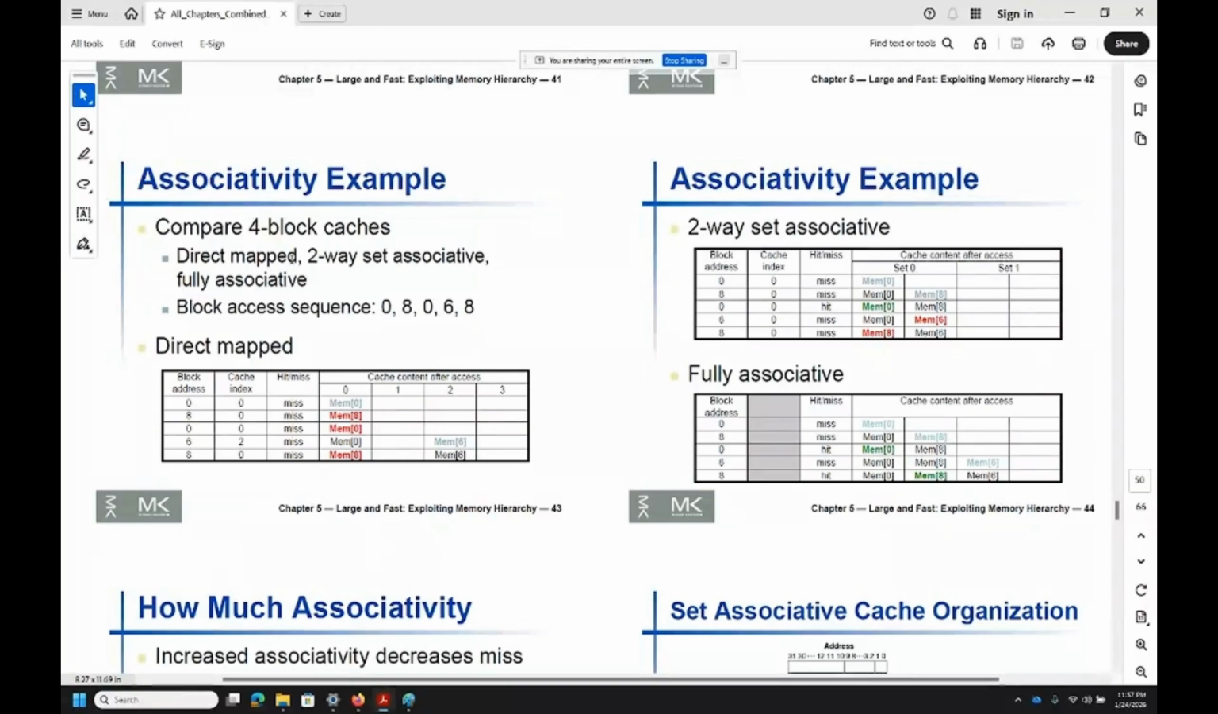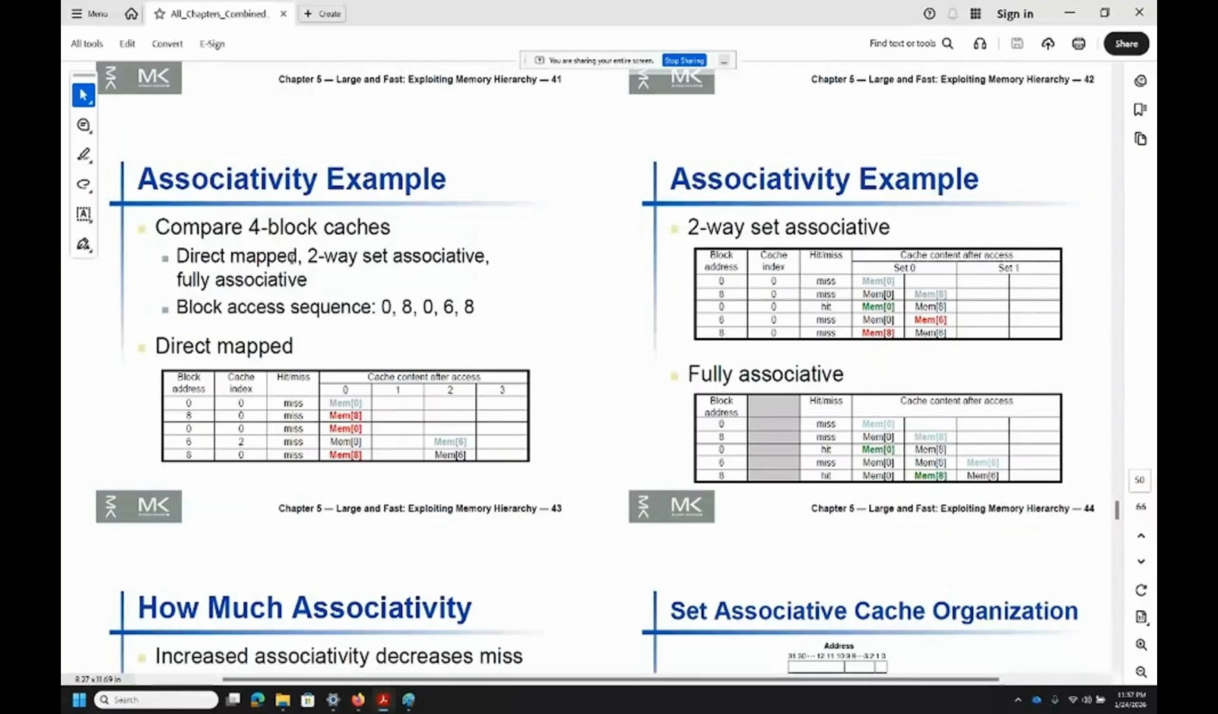Now 8 comes. 8 is also divisible by 4, so 8 will also be stored in address 0. And now next we check if the value of 0 is there in the cache again. The value of 0 is no longer there in the cache. Why? Because unfortunately the previous value of 8 overwrote the 0. Then you have 6, which will be stored in block 2. And then you have 8. So direct mapped is very bad because the replacements are very frequent.